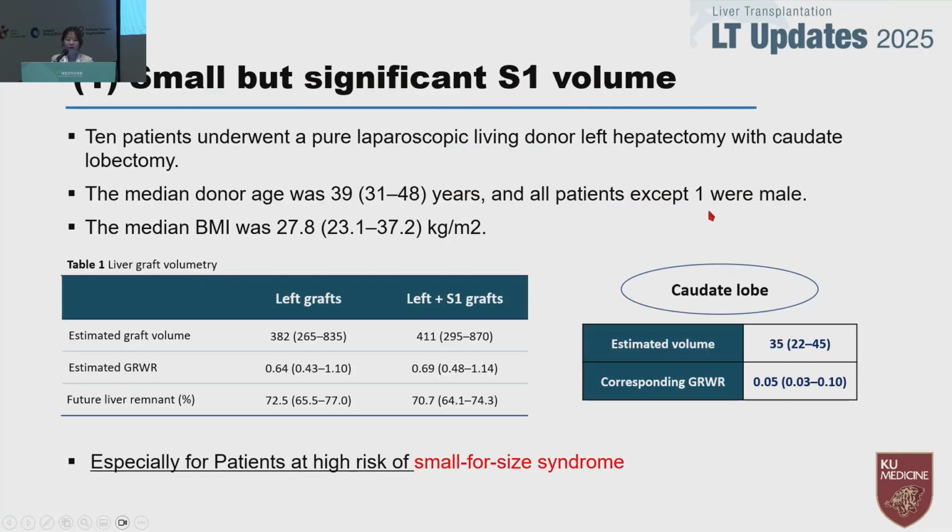Now, I would like to further explain the advantages and disadvantages of using the left liver graft with caudate lobe. Firstly, including caudate lobe provides small but significant S1 volume.